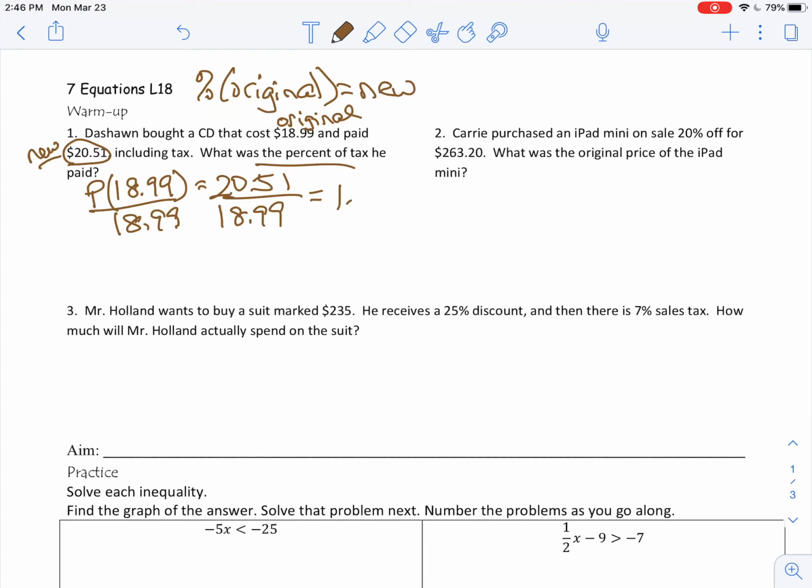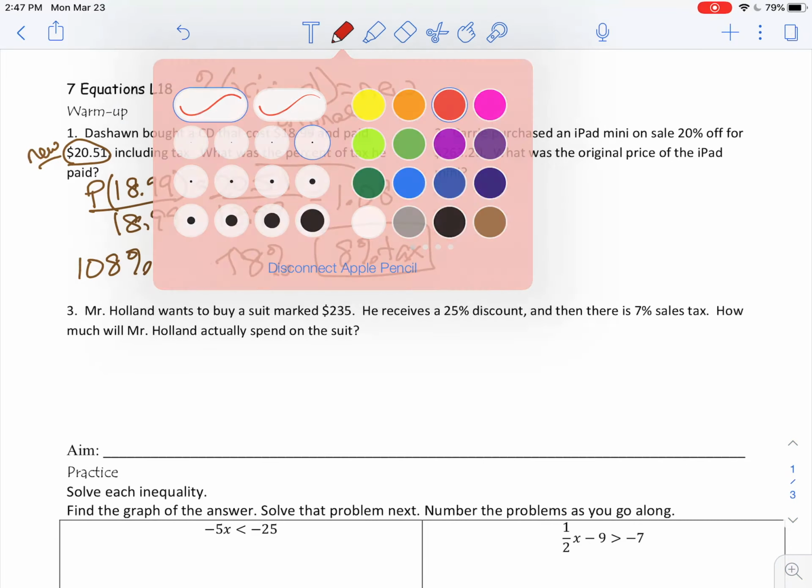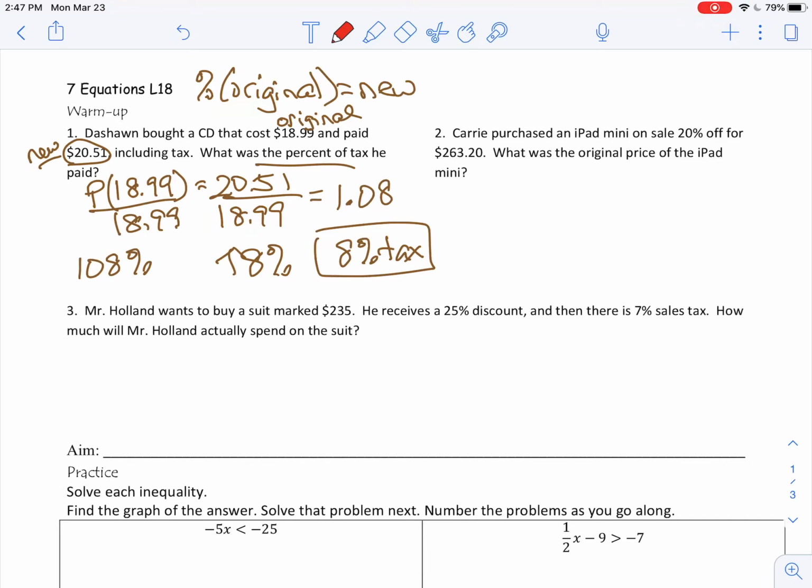Now we know how to solve equations, so we're better at this. And when we do this, we get approximately 1.08. We make that into a percent. And remember, we always compare it to 0. So this is an increase of 8%. So that means it's an 8% tax. All right, that's review.